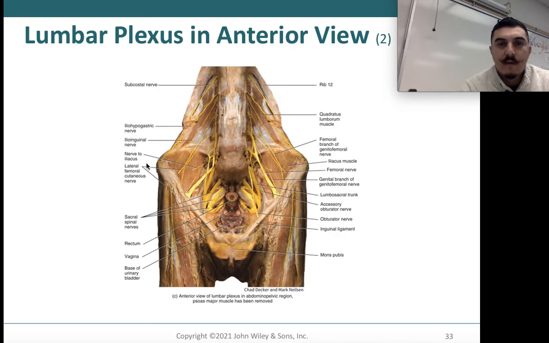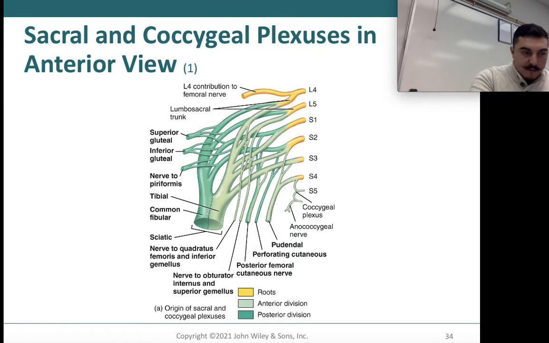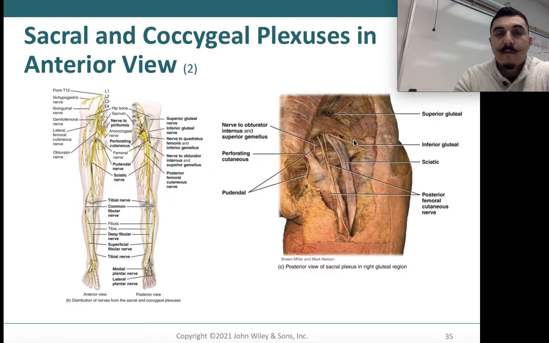Okay. Again, here's another cool dissection. Pretty cool, huh? All those yellow nerves coming around, branching off. And then we have our sacral and coccygeal plexus. Anterior view, again, our roots, anterior, posterior divisions. Okay, gluteal, inferior, superior, piriformis, tibial, fibular, sciatic, right? So all those sections as well. Branching off the hip a little bit more, a little more to the back and to the bottom. Posterior femoral cutaneous, sciatic nerve coming down, inferior gluteal, superior gluteal as well.